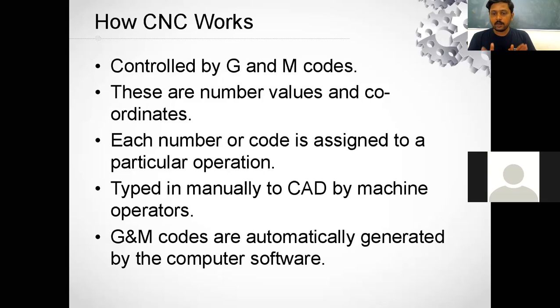G and M codes are also automatically generated by computer software. In some cases you just give a drawing to the machine, which is a very highly sophisticated machine. The drawing will be analyzed by the software and it will generate the G and M code program. That program could then be utilized for the working of the CNC machine.